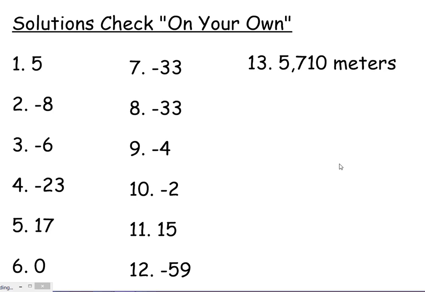Okay, now today I'm doing something different. I'm including the solutions or the answers for all of the on your own sections for this video. So I hope you have all of those finished. Number 1, you should have got 5. Number 2 is negative 8. 3 is negative 6. 4, negative 23. Number 5 is 17. 6 is 0. 7 is negative 33. 8 is negative 33. 9 is negative 4. 10 is negative 2. 11 is 15, 12 is negative 59, and 13 is 5,710 meters.